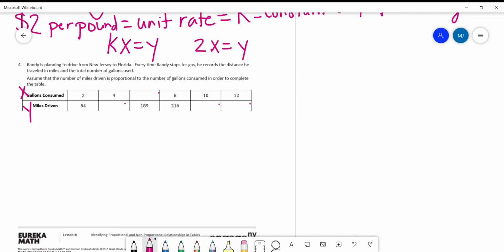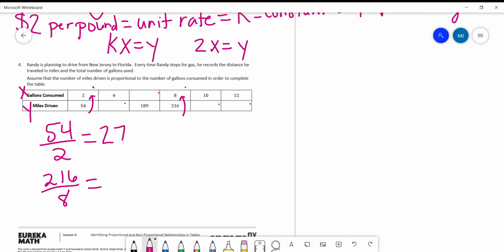We've got 2 complete columns right here and right here that we can go ahead and do what we've been doing, which is to divide and see what those values bring. So 54 divided by 2 and 216 divided by 8. That fraction bar means divide, guys, if you didn't know that already. So what is 54 divided by 2? 27. So 27 and 27. If it's proportional, then that means all of these are 27.